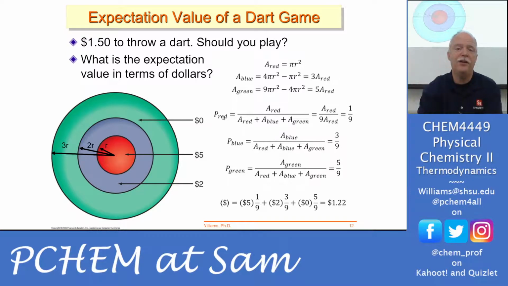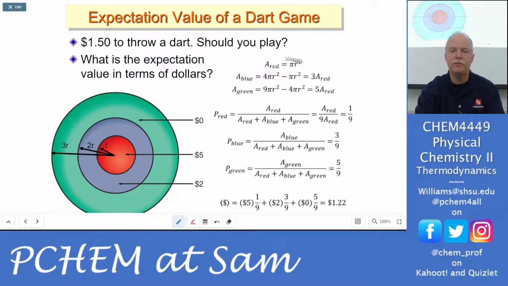So what are the areas of a circle? Well, the area is pi r squared. And we can look at the radius here. The red has a radius of 1r. Blue is twice that radius, and green is 3 times that radius. So we could come up with our area equations, and you see those over here. Hopefully that's straightforward to you.